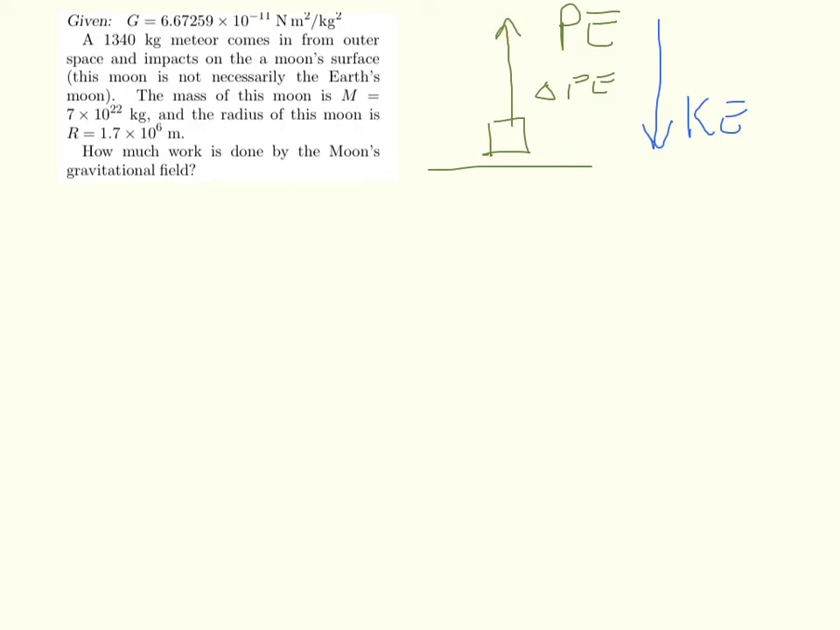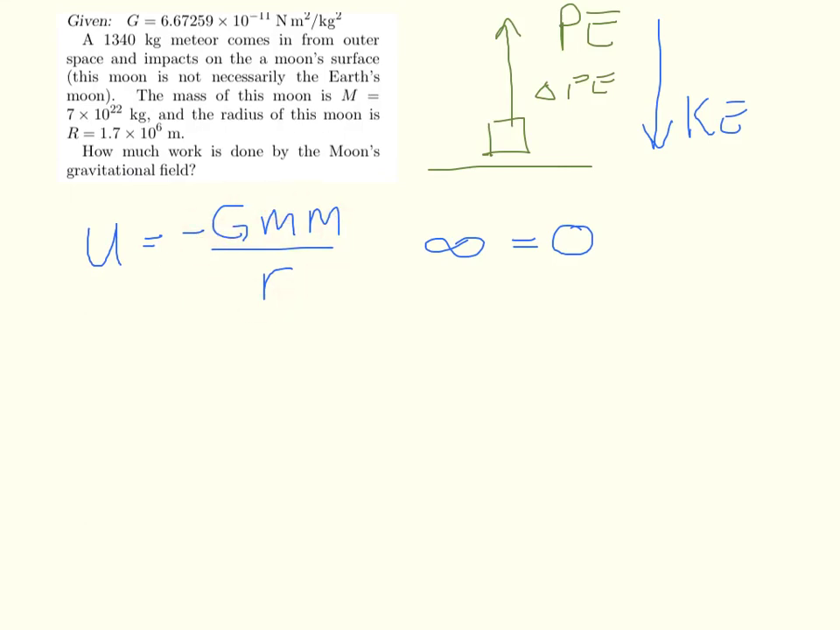But here on the surface of the moon, we have to use the universal potential energy, and that's going to be negative big G times the mass of the moon times the mass of the rock divided by the distance from the center of the moon. That will give me an amount of potential energy that the rock has when it gets to the surface of the moon, and it's going to be negative because at infinity the potential energy is equal to 0. So anything closer to the surface of the Earth is going to be negative. That's why this potential energy here is going to be negative.